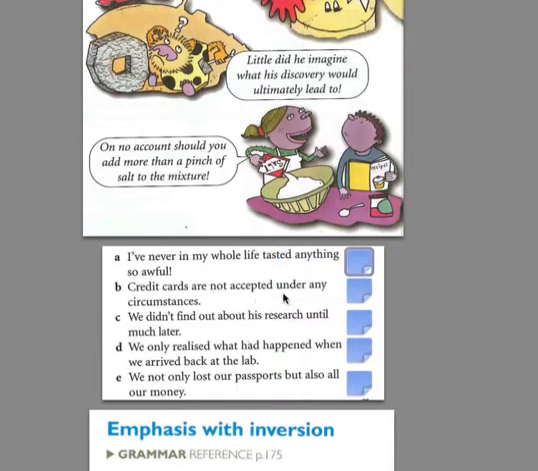In B, where is the expression? It's here, under any circumstances. However, we need to incorporate this not and put it here with any, and it becomes no. So we have: under no circumstances are credit cards accepted.